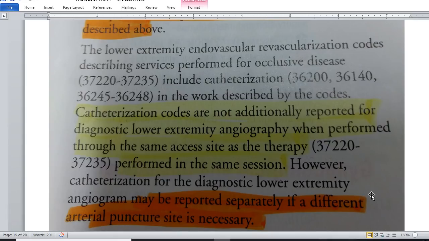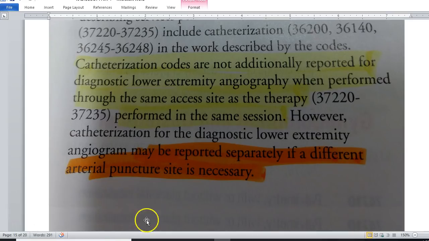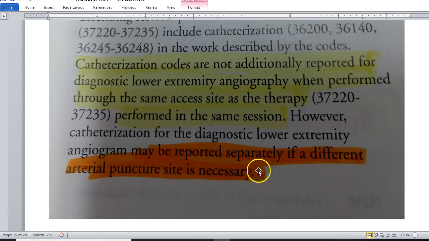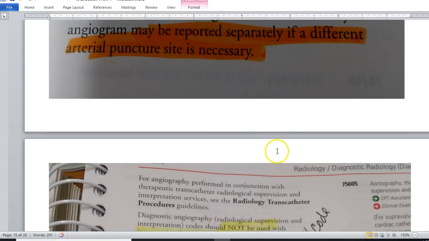So again, a lot of what this has to do is what's included in another procedure, but also, if we are already in a vessel, we're already doing a therapy, we can't code separately for an angiography because we haven't moved that catheter. So that's what they're telling us. However, catheterization for a diagnostic lower extremity angiogram may be reported separately if a different arterial puncture site is necessary. So again, in this case, they're telling us when we can and when we can't code for these.